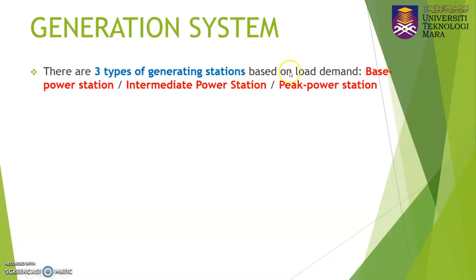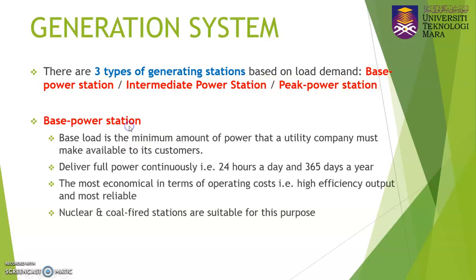Based on the studies of the load demand, we can divide our generating stations into 3 different types. First we have the base power station, the next one is the intermediate power station, and the third one is the peak power station. Let's have a look one by one. First of all, we have the base power station. What does base mean? The base load is the minimum amount of power that a utility company must make available to its customers.